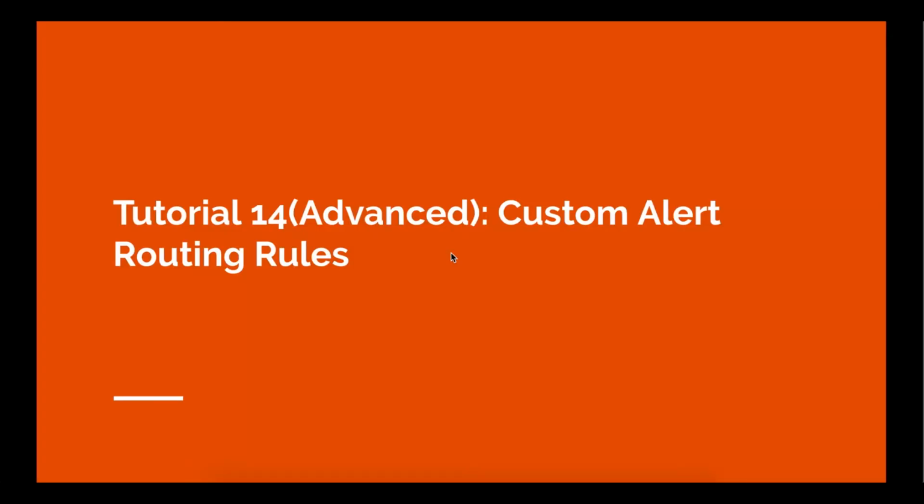In this tutorial, we'll cover how you can use custom alert routing rules to write conditions to perform pre-incident operations like alert suppression, escalation policy override, user assignment, message customization, tag assignments, and other actions.